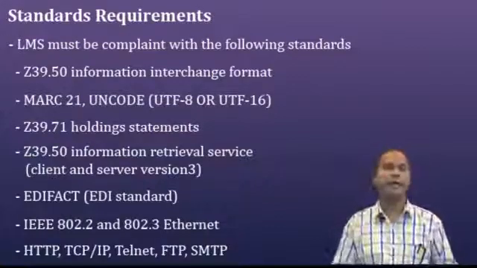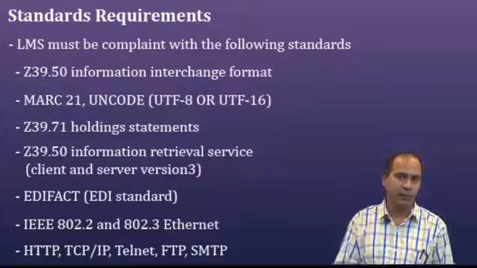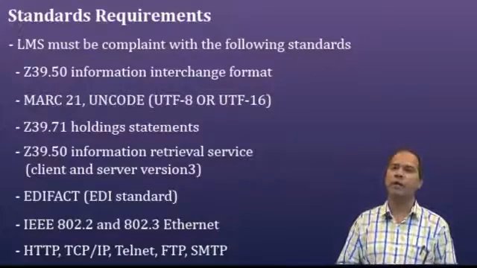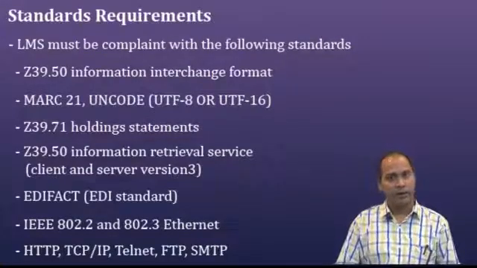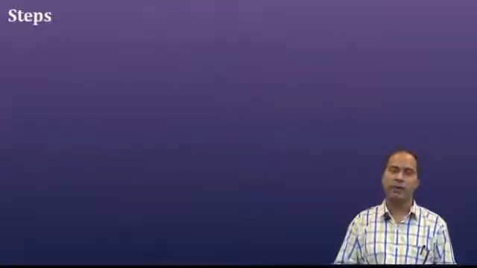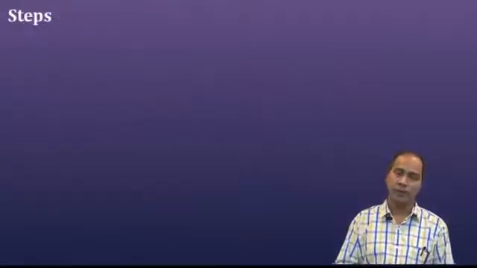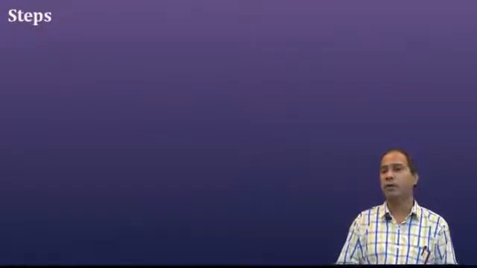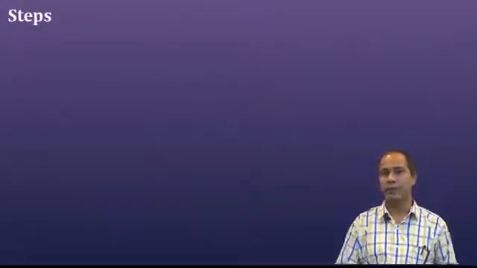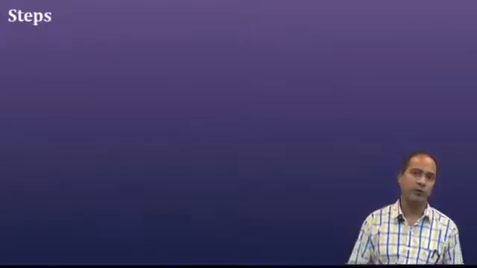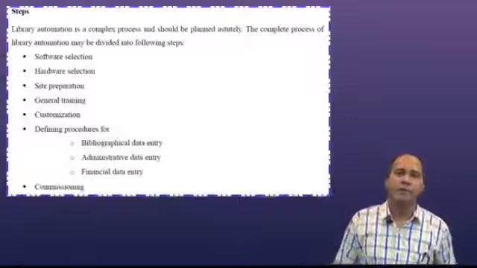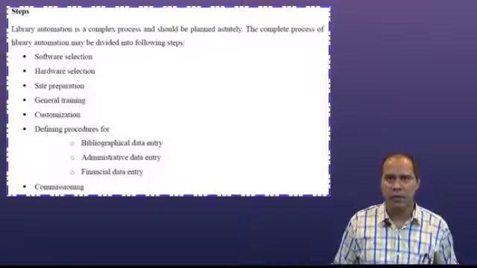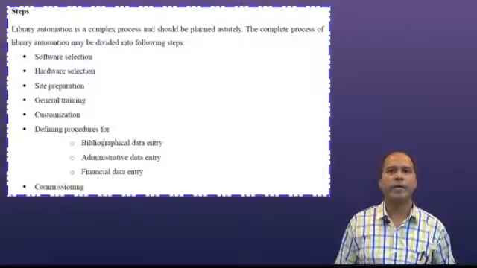You already know the prerequisites at the system level, what we need to do, and at the software level, what we need to check. Now, what are the steps after the selection of the software? What are the steps you need to follow in your library automation system? So now we are actually coming to the steps. Library automation, as you know, is a very complex process and should be planned judiciously. The complete process of library automation may be divided into different steps.